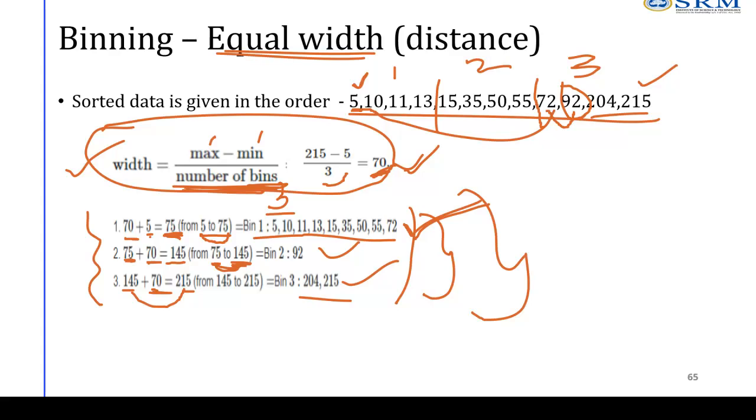I hope everybody understood what binning is, smoothing by bin means, bin boundaries and bin median, and equal depth binning and equal width binning. Thank you.